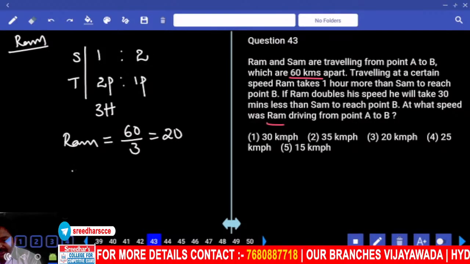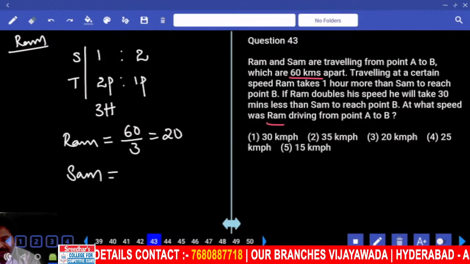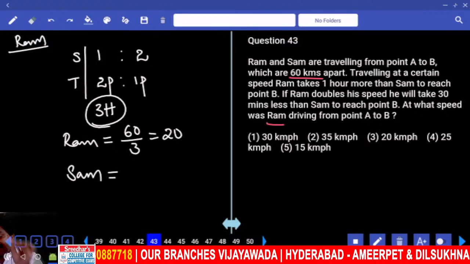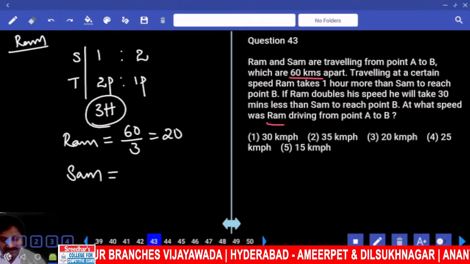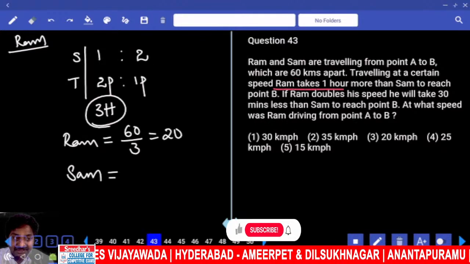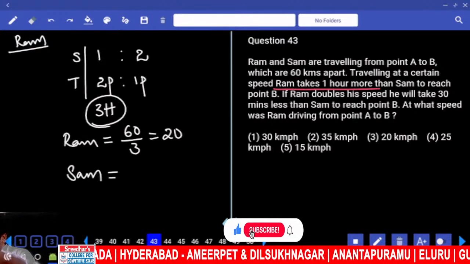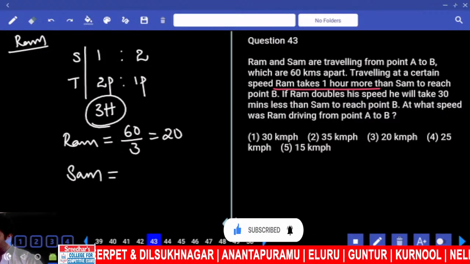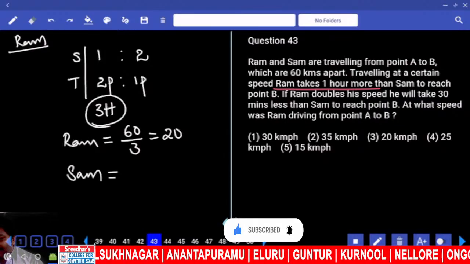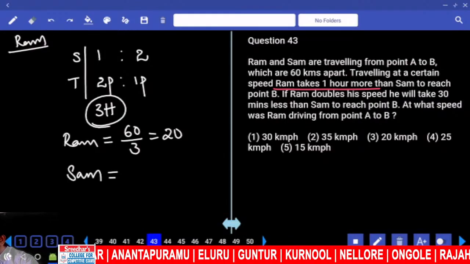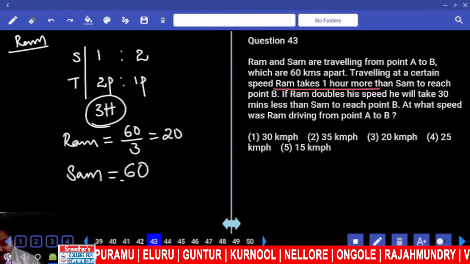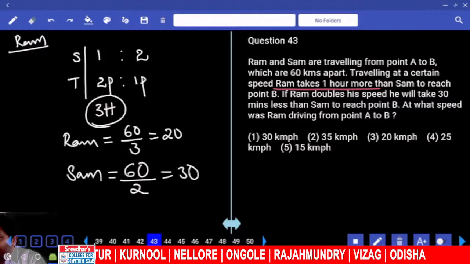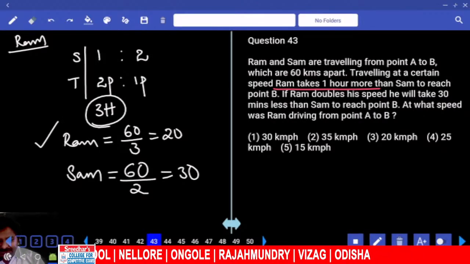In the same question, they may ask you to identify Sham's speed also. In the first case, Ram is taking how many hours? 3 hours. If you observe, in the first case, Ram was taking 1 hour more than Sham. Am I right? So those 3 hours include 1 hour extra time. Then what is the time taken by Sham to cover 60 kilometers? Then Sham's speed is going to be 30 kilometer per hour. The question is about Ram speed, which is 20.